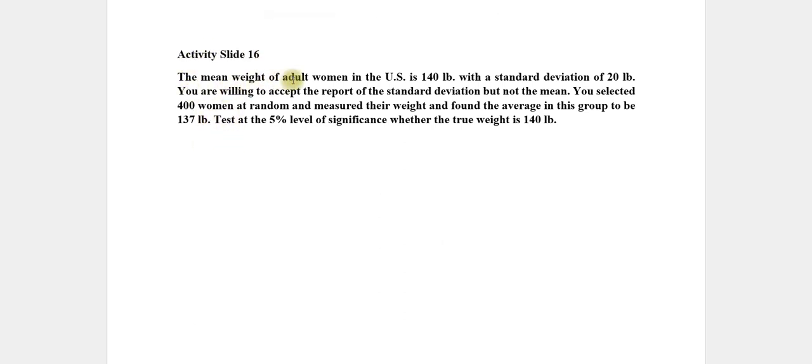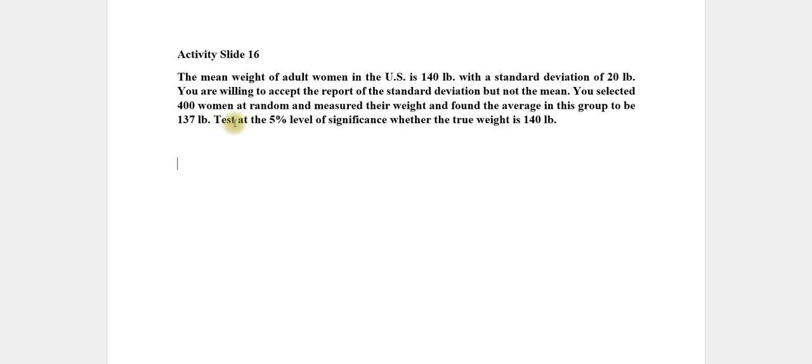So you have the mean weight of adult women in the US is 140 pounds, with the standard deviation given here. You are willing to accept the report of standard deviation, but not the mean. You selected 400 women, so you know that the sample size is large. Remember, when you're doing a question on hypothesis testing, you need to look at the sample size and whether the standard deviation from the population is known or unknown.